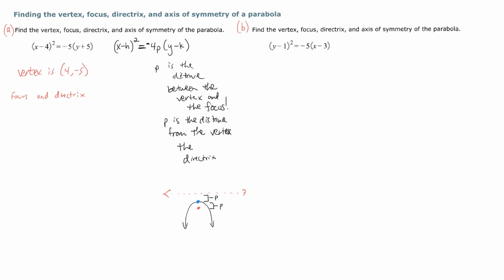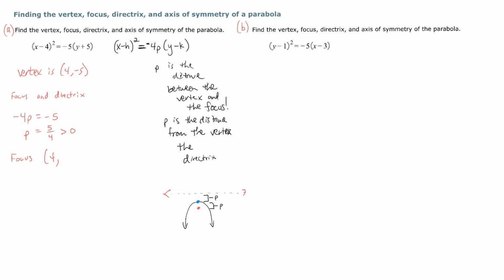So in our case, negative 4p is equal to negative 5, just by matching coefficients. P is always positive, so that's a big hint to you guys. P is 5/4. Notice that's always positive. So where is the focus? The focus must be a little bit lower than -5.